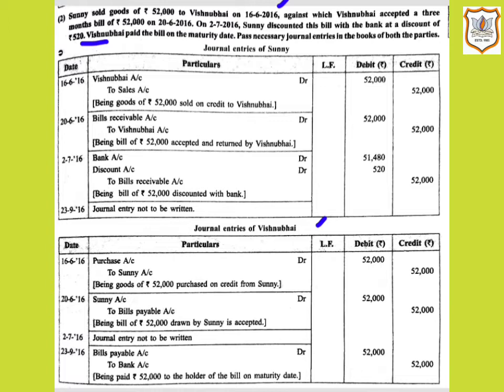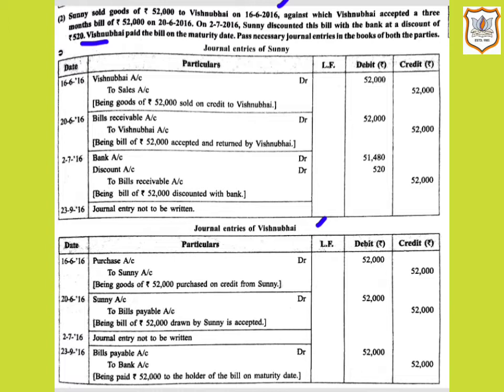Before going further, let us understand what is discounting of bill. See, if the holder of the bill is in need of money before the maturity date, then the bill can be discounted with a bank or a shroff, or we can say a private party, before its maturity date, and money can be received immediately. Discounting of bill means taking amount against the bill from a bank or private party before the due date.